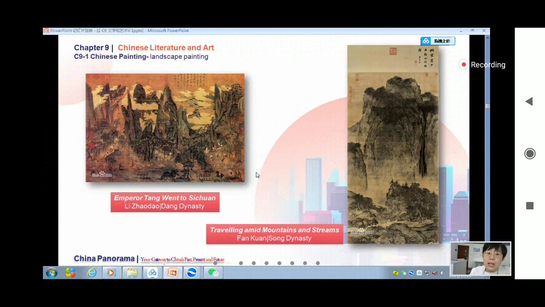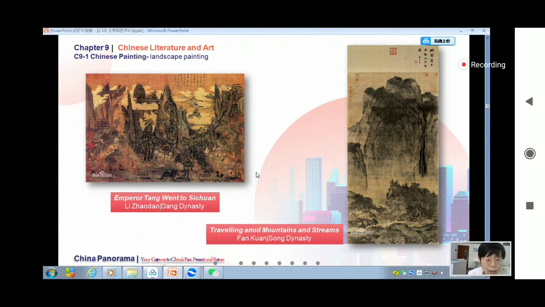And that's why landscape painting became popular, especially from Tang Dynasty, when people's living standard was high and the economy was highly developed, and people began to pursue a harmonious living style with nature. So that's why they focus on landscape painting.